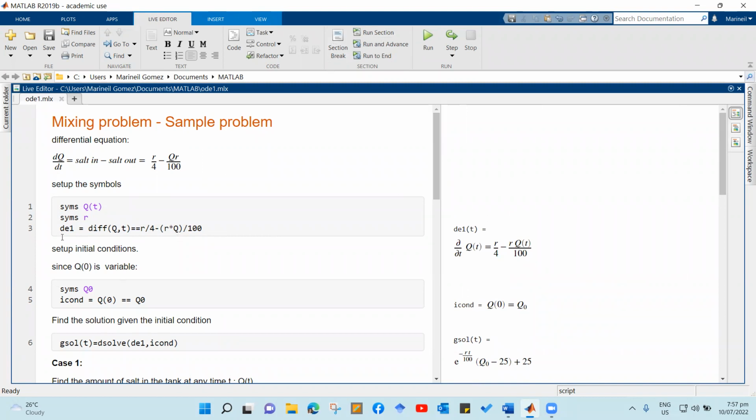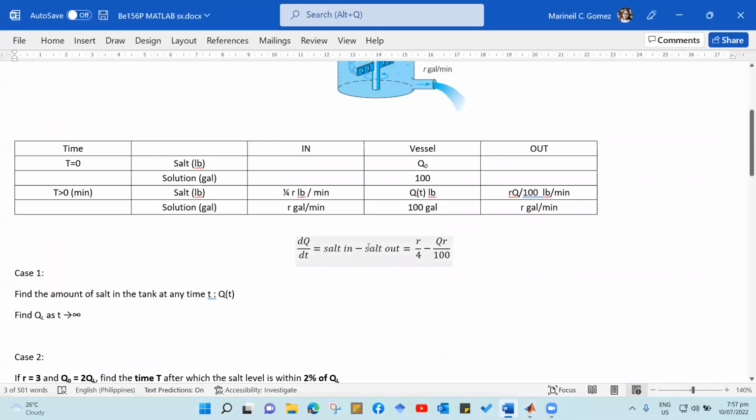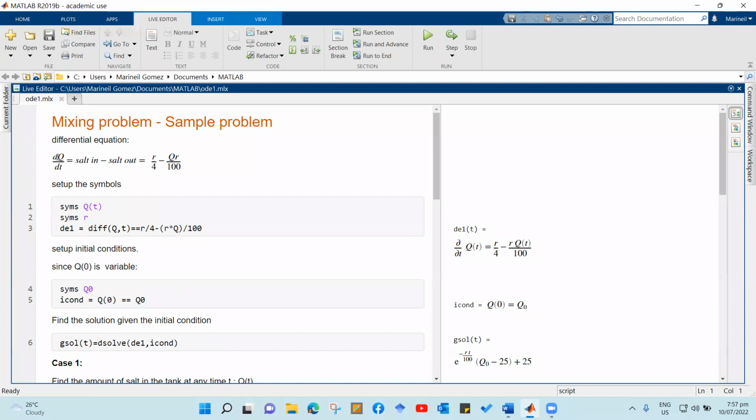Let's go over it one by one. What do we do first? First we need to analyze the problem, which we already did in this Word file. Then we have our differential equation based on our analysis of the problem. And then for MATLAB, we must first identify our variables.